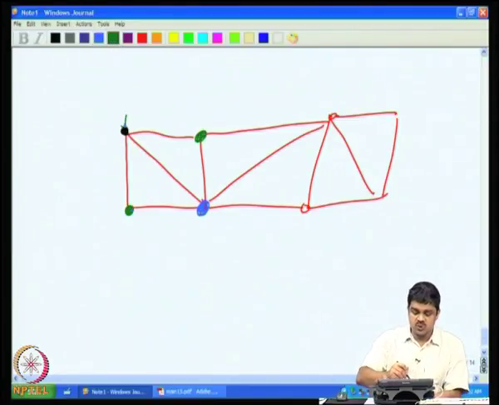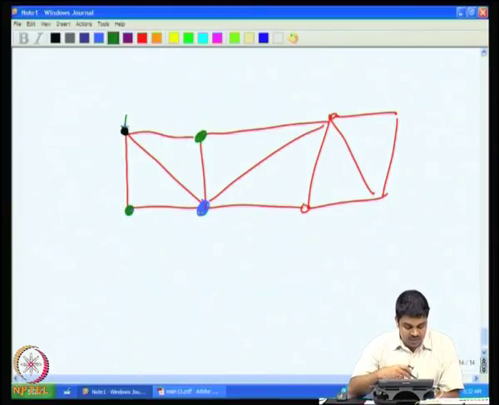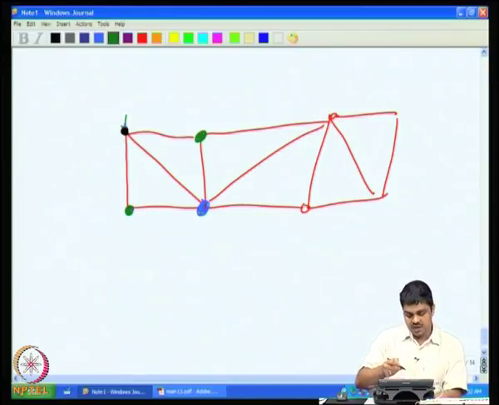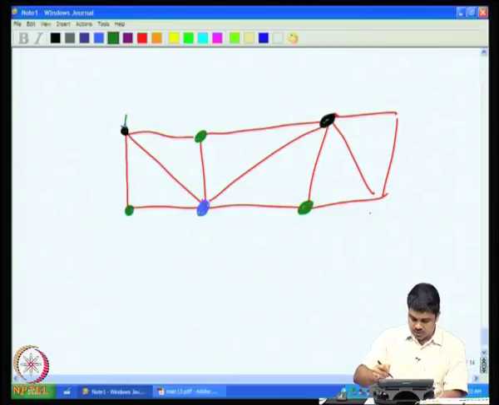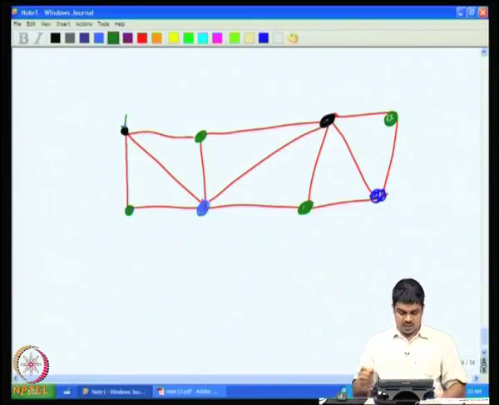Whenever I see a new vertex, I look at its neighbors which are already colored, and I try to reuse a color if there is anything available. If all the colors used up to now are there in the neighborhood, then we cannot reuse any color, and we have to use a new color. This is the way we keep going. Here we can use the black color, here we can use the green color, here we can use the blue color again, and here you can use the green color once again. So this is the strategy of coloring.